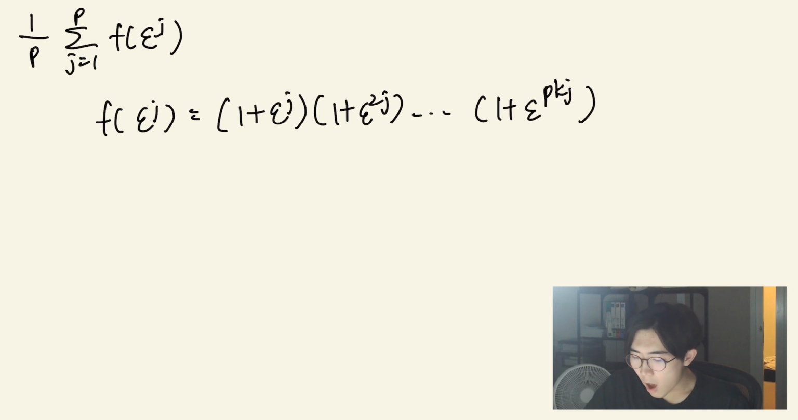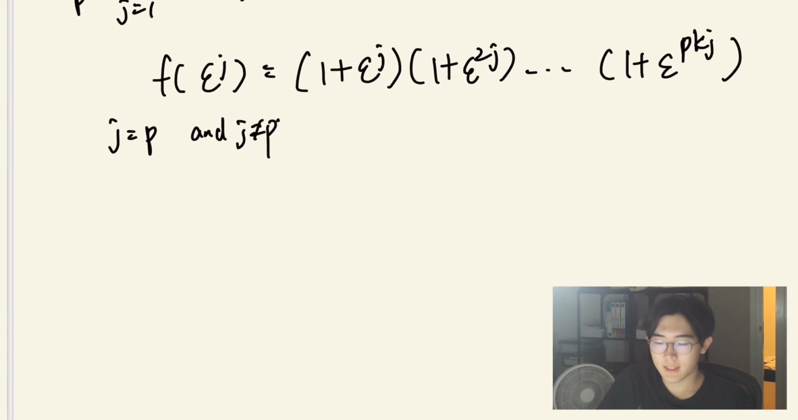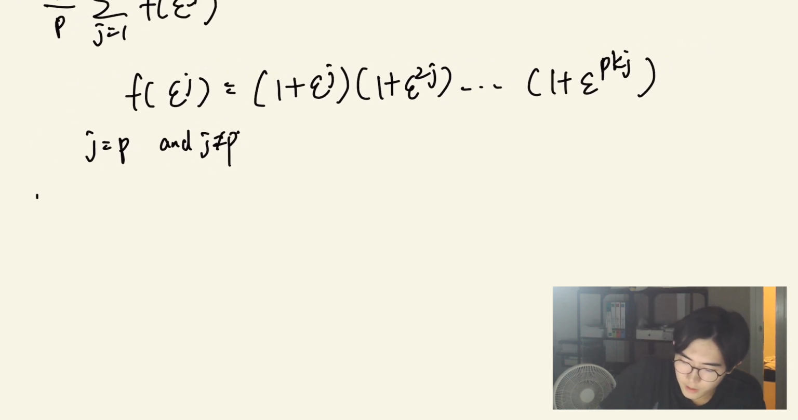So how would you evaluate this? Okay, so we have to actually split this into two cases: when j is equal to p and when j is not equal to p. Let's consider when j is not equal to p first. So j not equal to p.